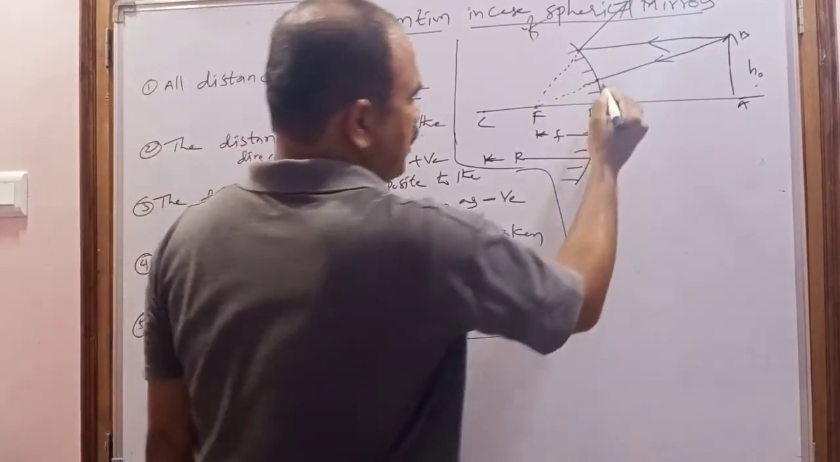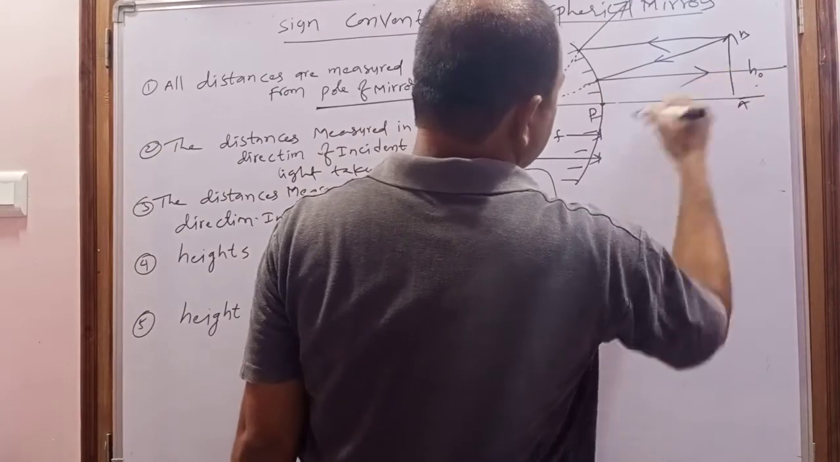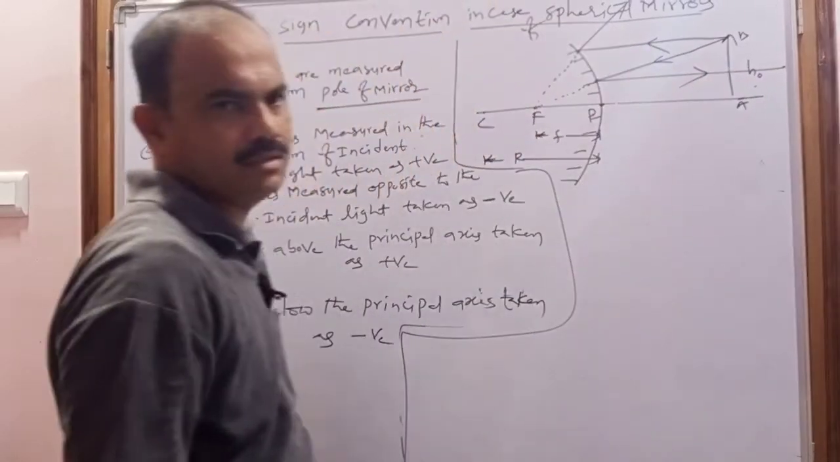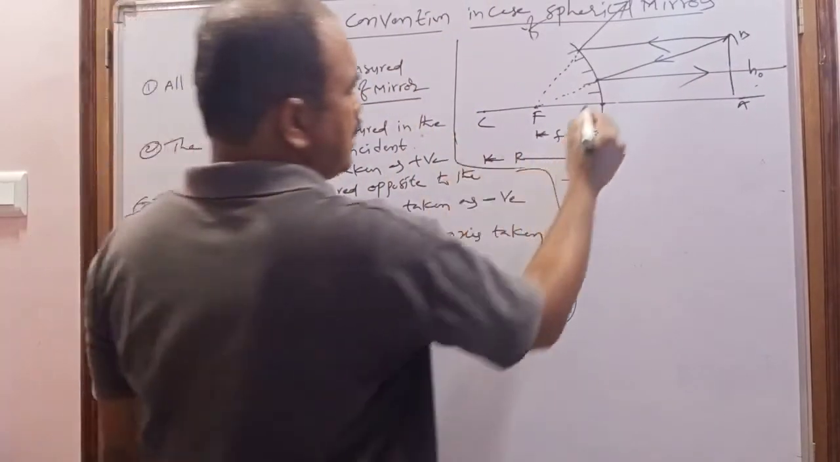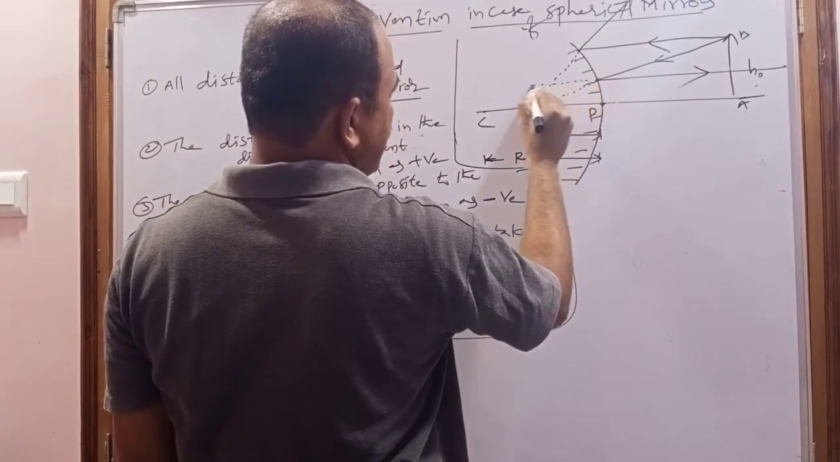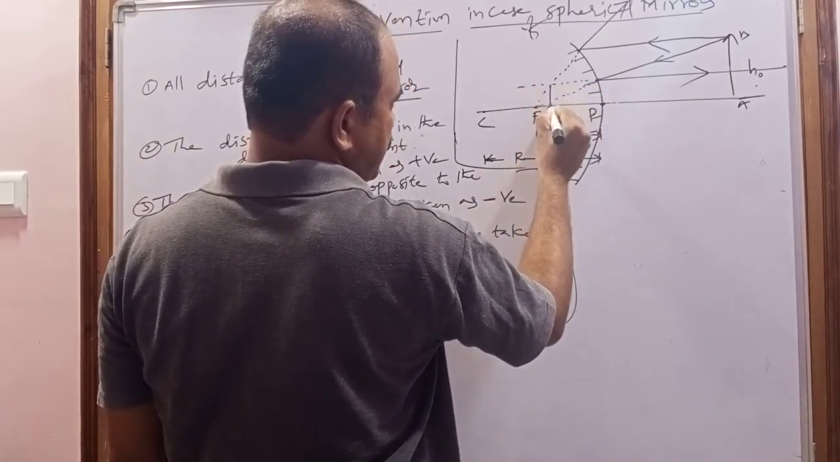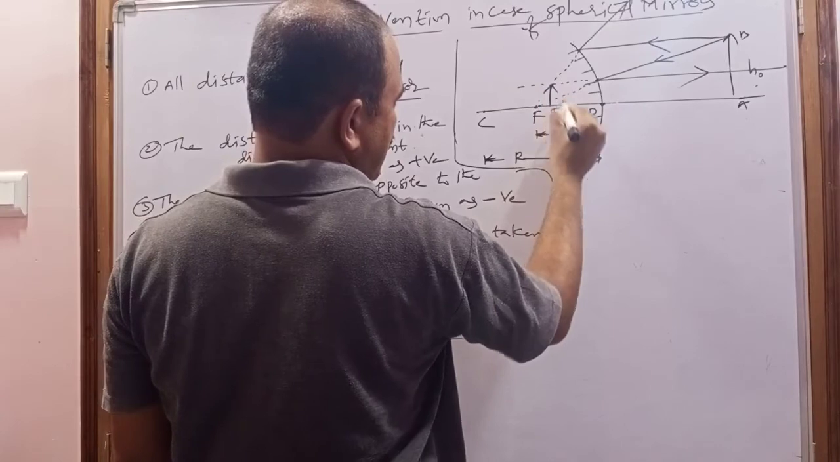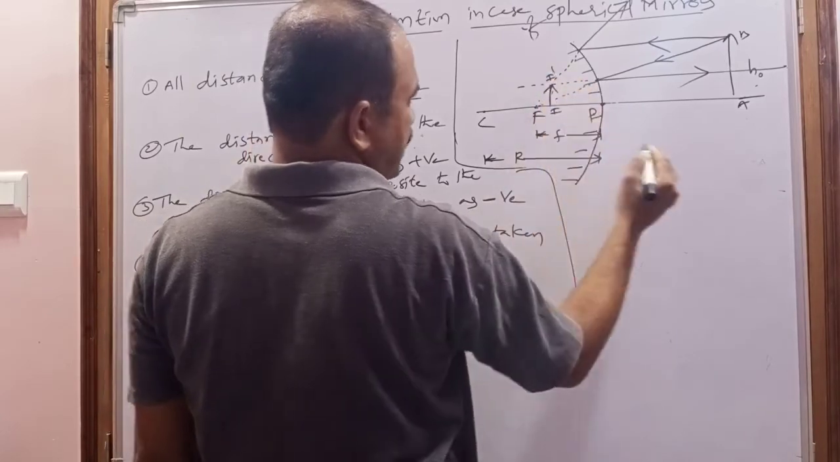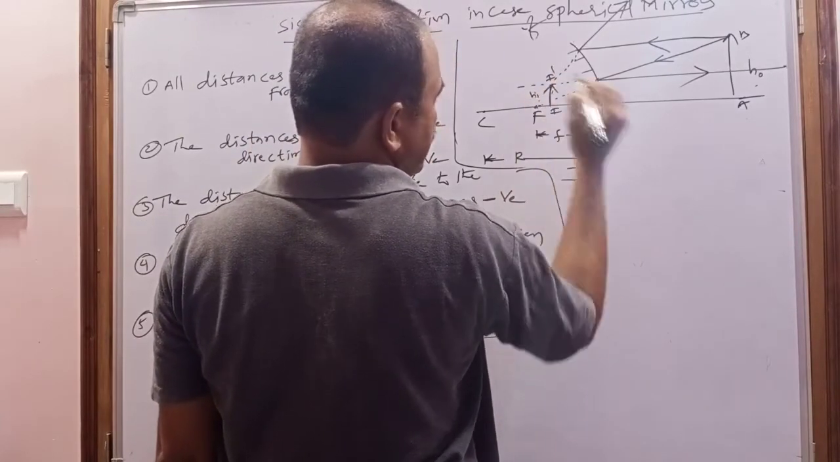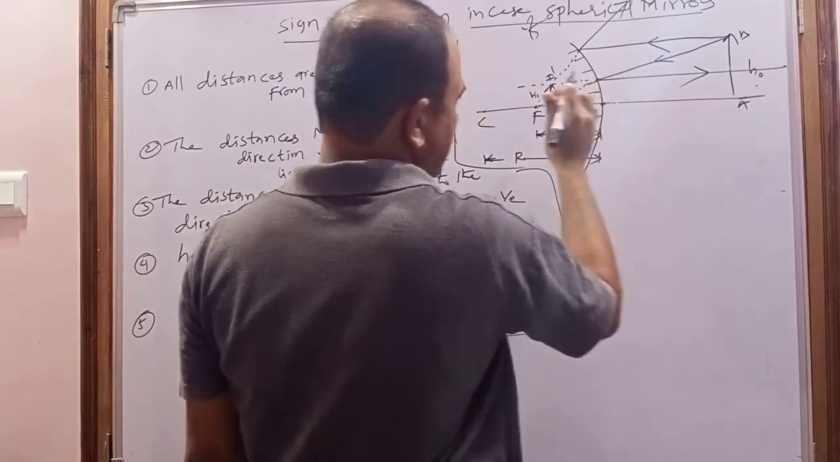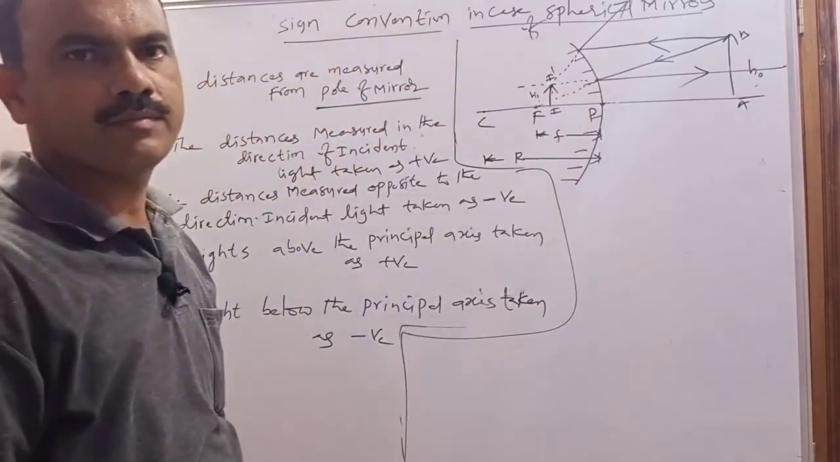After reflection, what happens? It becomes parallel to the principal axis. But these two rays never intersect. So when they are extended back, they intersect at this point, which is the formed image. This is I dash, and its height is hi. So this is the height of the object, and this is the height of the image.